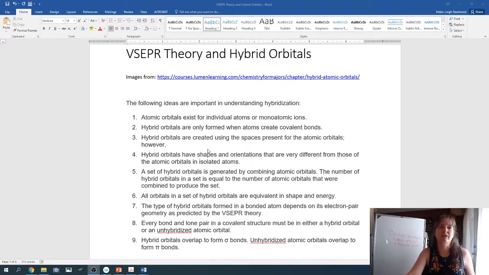Hybrid orbitals are created using the spaces that are present for the atomic orbitals. Orbitals are really just space around an atom, and they exist at different distances from the nucleus. Well, the hybrid orbitals are in those same spaces. They just take on new shapes. However, the shapes and orientations are very different from those of the atomic orbitals because they've changed.